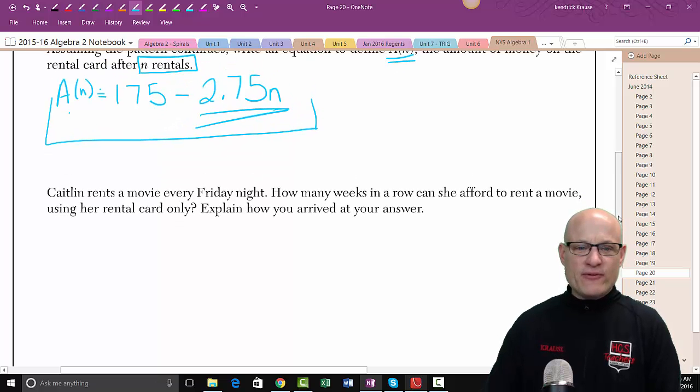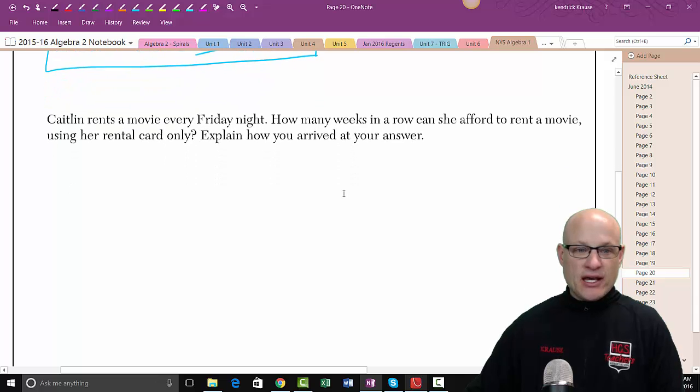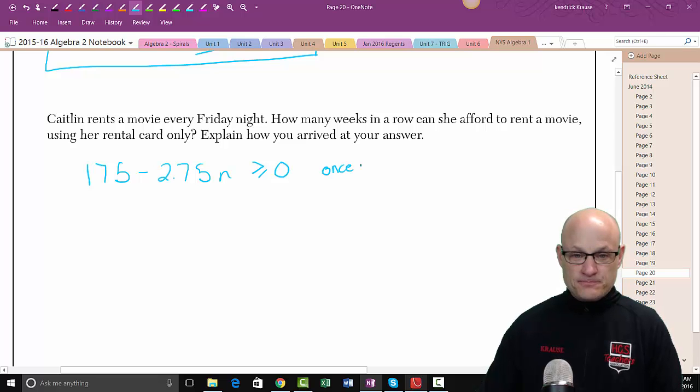Caitlin rents a movie every Friday night. How many weeks in a row can she afford to rent a movie using only her rental card? Explain how you arrived at your solution. Well, my explanation is going to be my mathematics. What I want to do is take $175 minus 2.75N, and it has to be greater than or equal to 0. So part of my explanation: once it is 0, she is out of moolah.